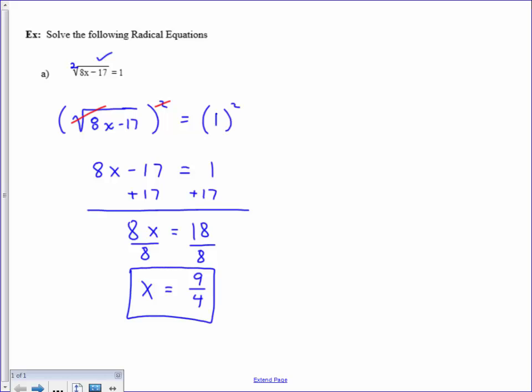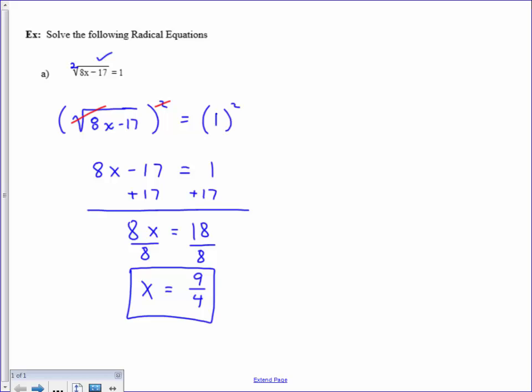Now, I have two choices as far as how to teach this. Anytime you have an even root, then there is a possibility that the answer you receive is not a legitimate answer. There are two different ways to determine this. One way would be to actually check my value, 9 over 4, and plug it back in for x in the original equation and make sure that it gives me a true statement.